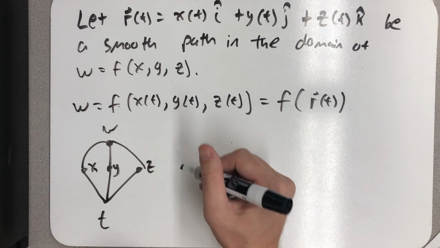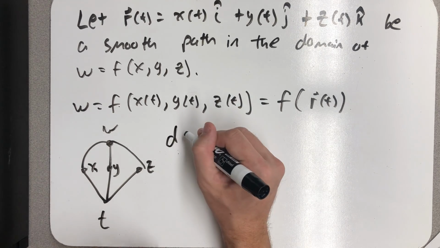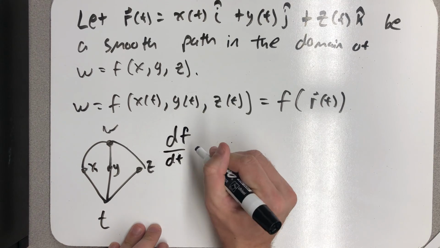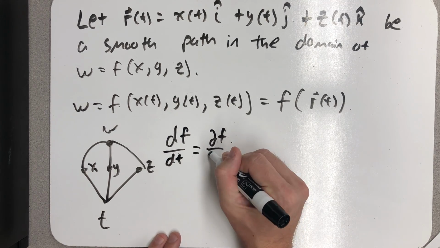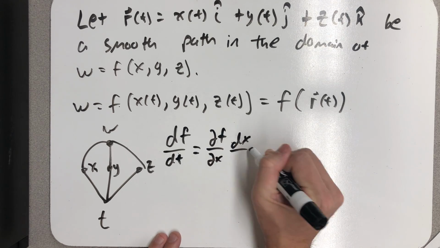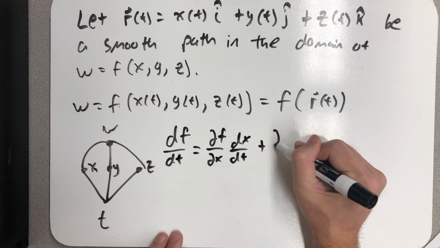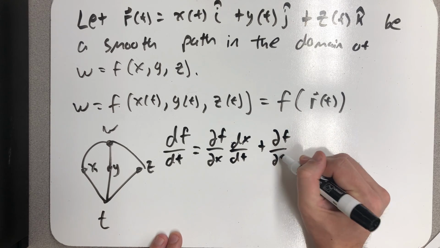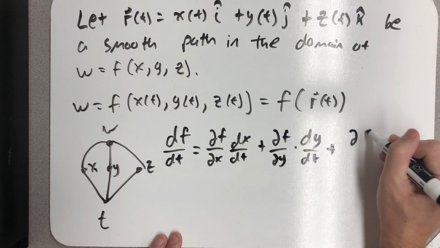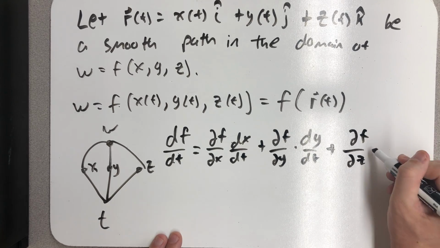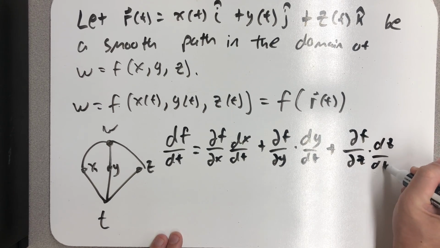But what we get is that dw, or I want to say df dt, is the partial of f with respect to x times dx dt, plus the partial of f with respect to y times dy dt, and then finally plus the partial of f with respect to z times dz dt.